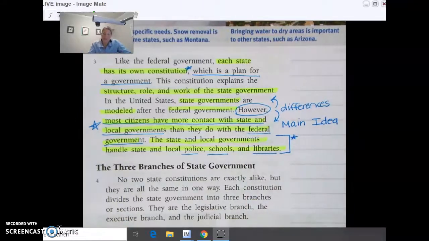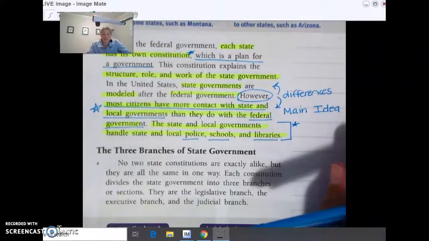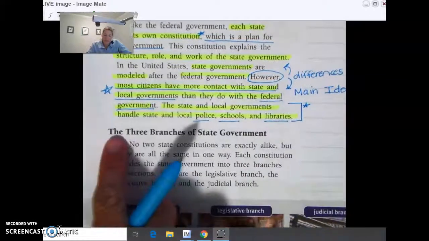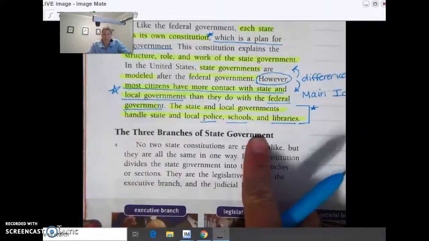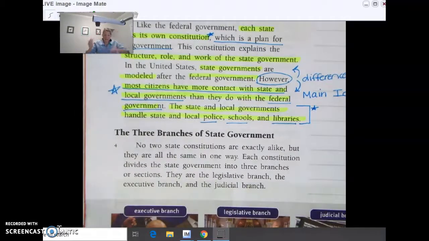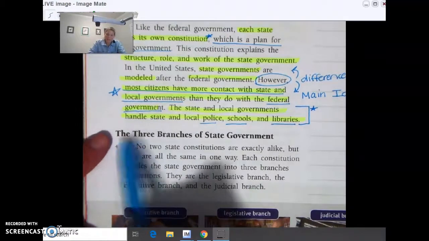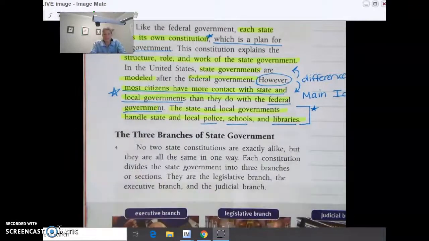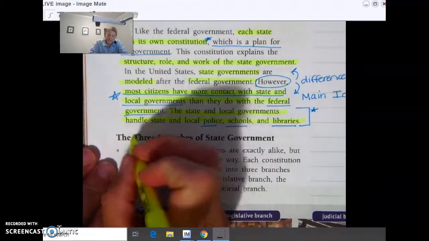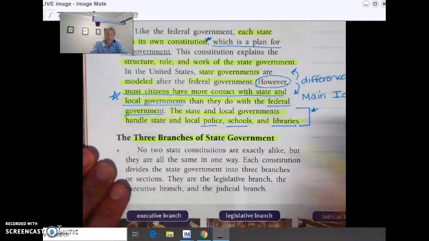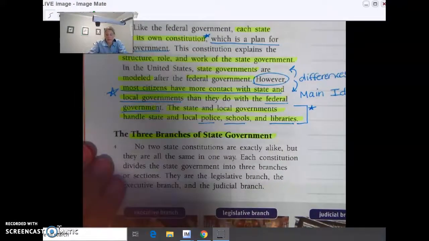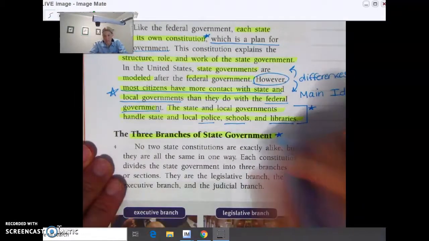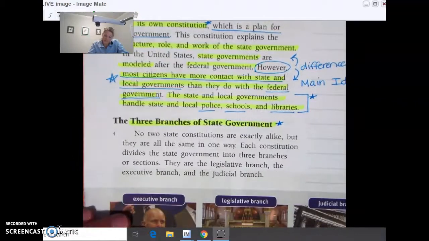Good job. Now, in a nonfiction text, we also have bold printed subheadings. So we have our big heading, which is our title, but then we have bolded subheadings. And these are really nice because I know when I read the 3 branches of state government, I know exactly what I'm about to learn about. So it's really important that we pay attention to these subheadings or these subtitles.